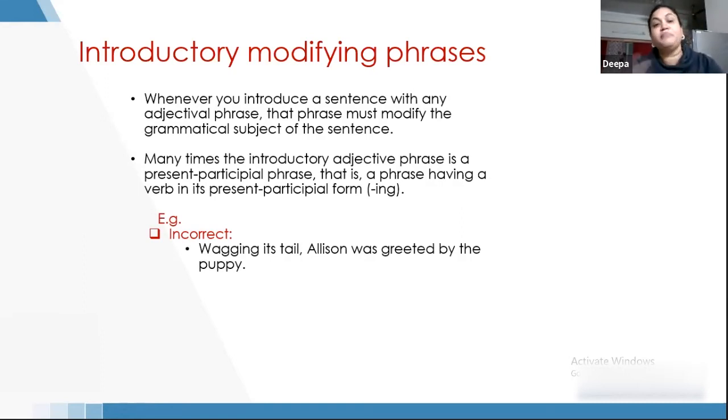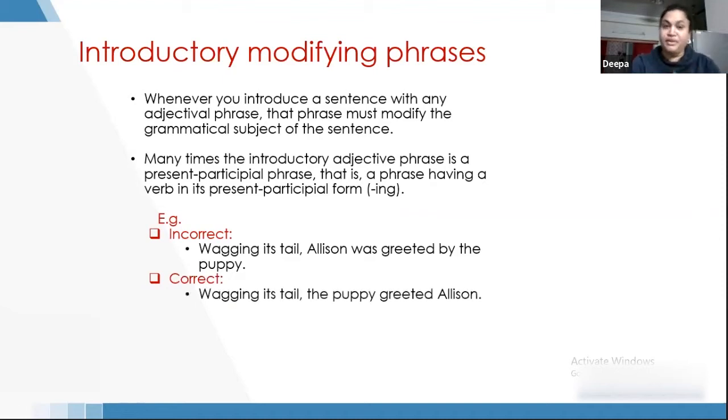So, greeted by the puppy. Now you already have a puppy, so definitely Alison is not wagging its tail, but the puppy is wagging the tail. So what we have to do is bring the puppy forward and make Alison the object.